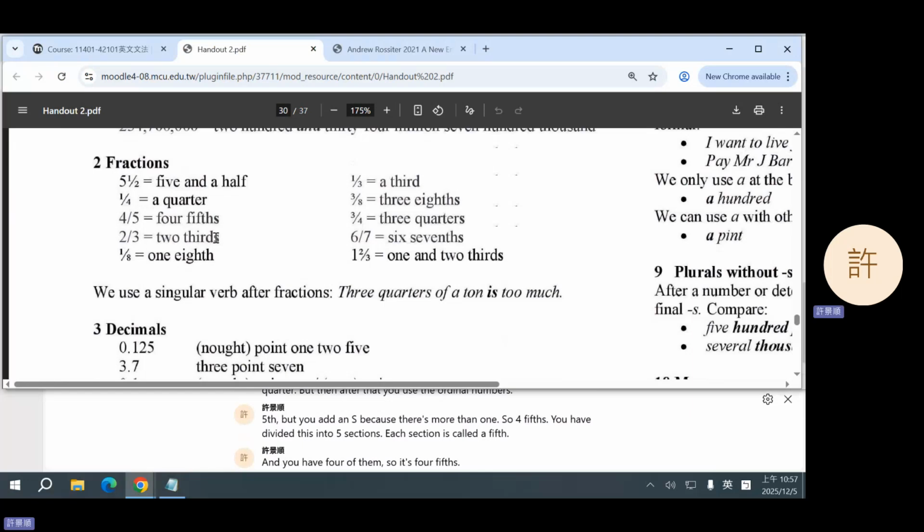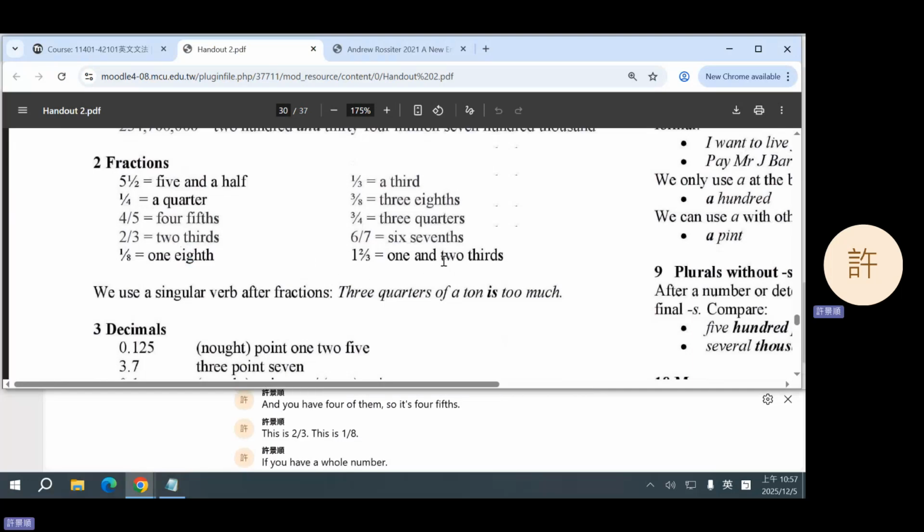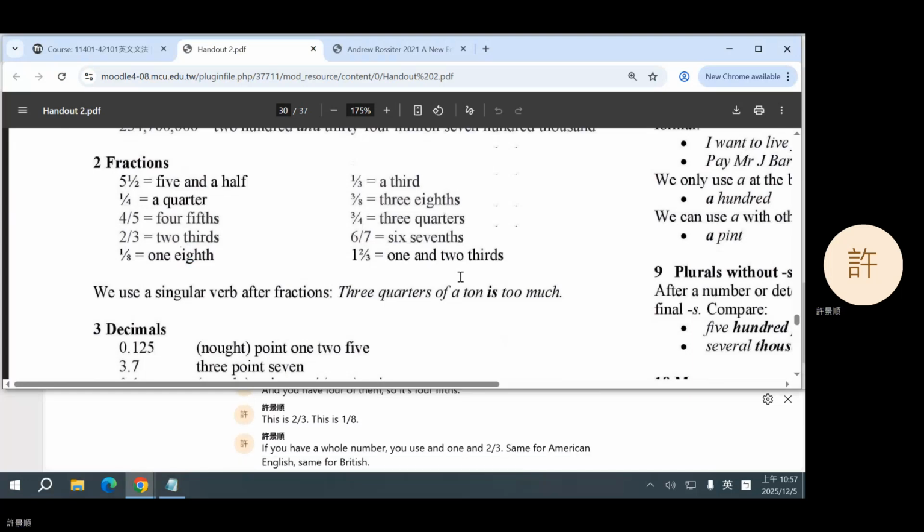This is 2/3. This is 1/8. If you have a whole number, you use "and." 1 and 2/3. Same for American English, same for British English. So this is 5 and a half. So far, so good?